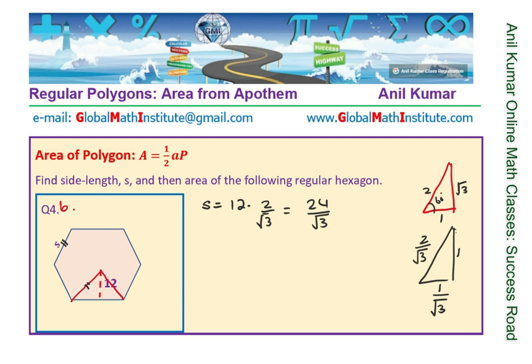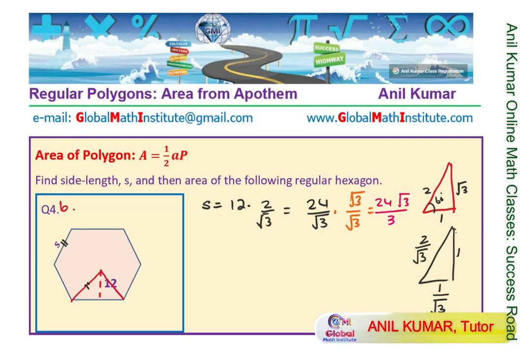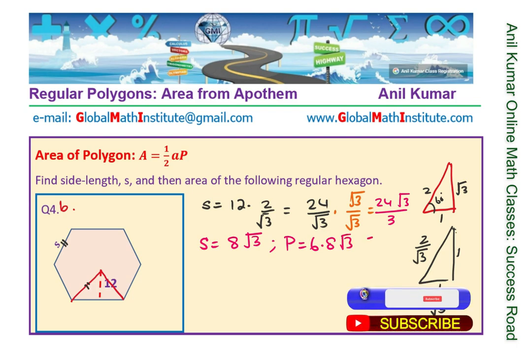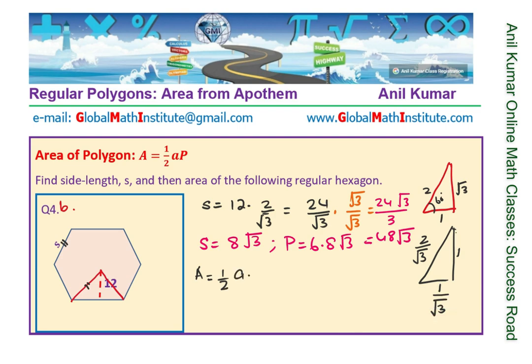As I mentioned, it is good practice to rationalize. So we can rationalize, correct? So we get what? We get each side as equal to 24 square root 3 over 3, correct? So that becomes the side length, or S is equal to 8 square root 3. That gives you the perimeter P, which is 6 times 8 square root 3, which is 48 square root 3, right? And now we can find the area, which is half of apothem times the perimeter. So it is half times 12 times 48 square root 3, correct?